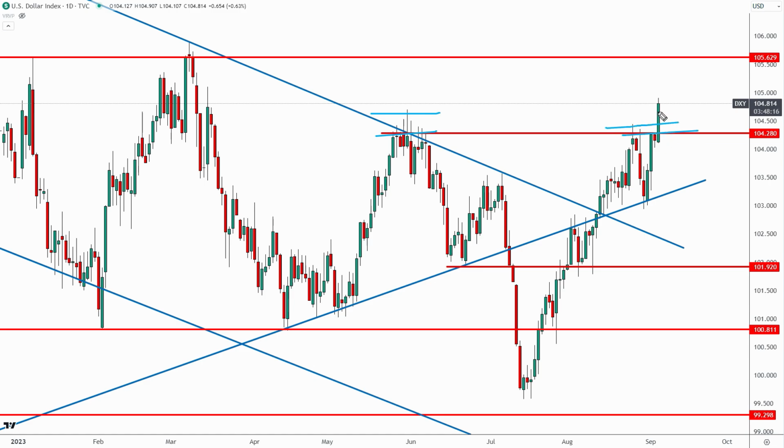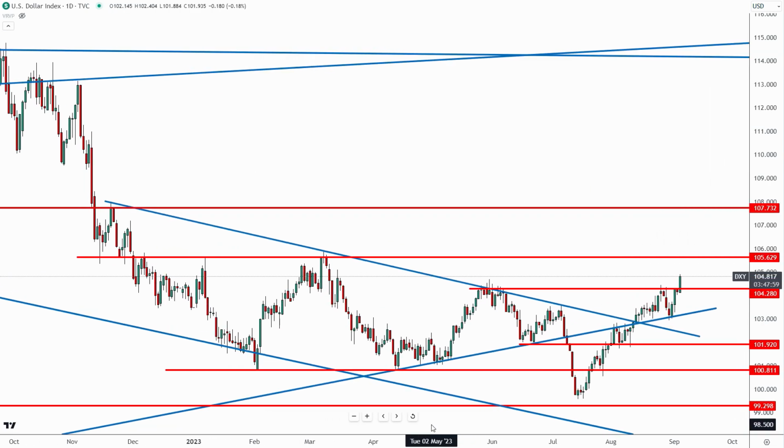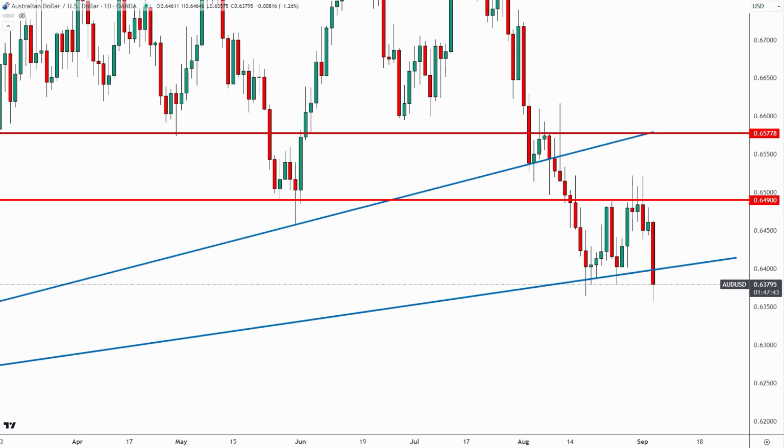Going forward, if we do see a rotation lower from the DXY, I would expect some consolidation down here, then a move higher up here toward 105.60. This is going to be the next key test for the DXY. So ultimately, with the DXY breaking out, as long as it can stay above 104.30, I'm going to continue to be bullish on the dollar and look for a move back toward this pivot right around 105.60. And that, of course, is going to put pressure on things like the Australian dollar.